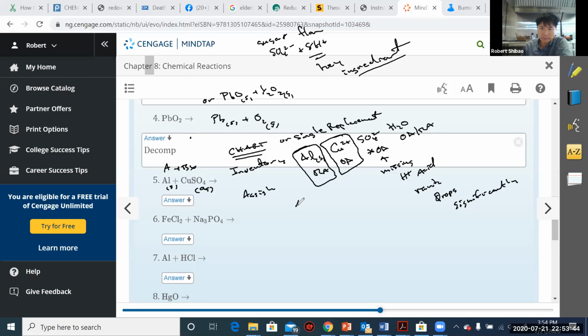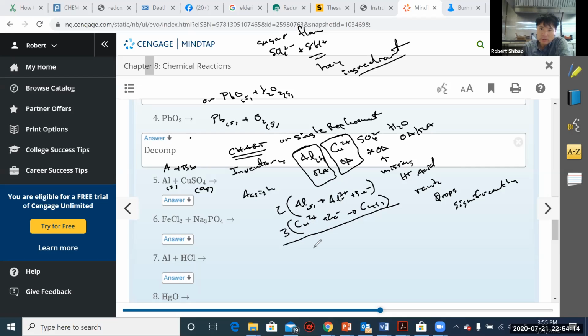We look at the chart. Aluminum solid goes to aluminum 3 plus plus 3 electrons. And copper 2 plus gains 2 electrons to go to copper solid. Now, this is a mismatch in electrons, so the first reaction we're going to multiply by 2. That's going to give me 6 electrons. And the second reaction we're going to multiply by 3. That's going to give me 6 electrons. So 6 electrons, 6 electrons.